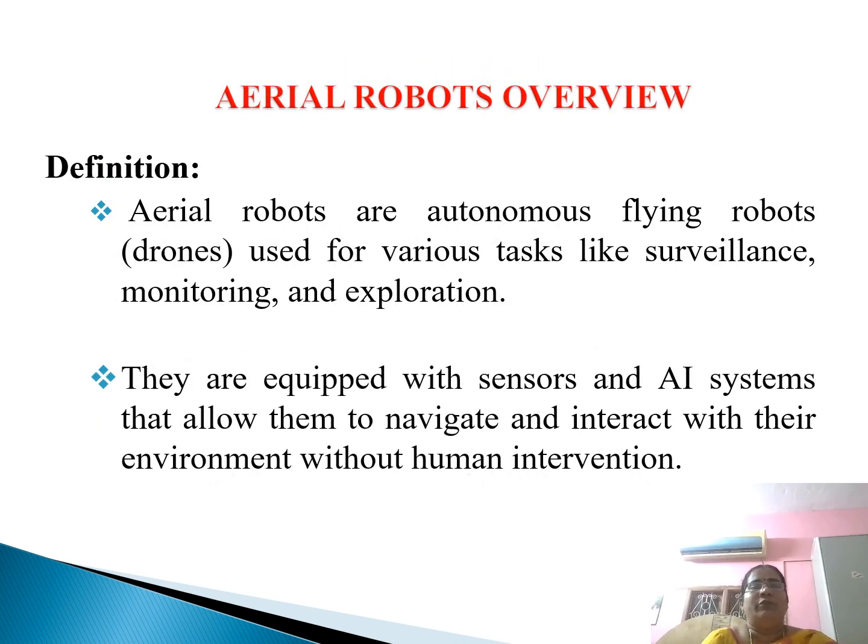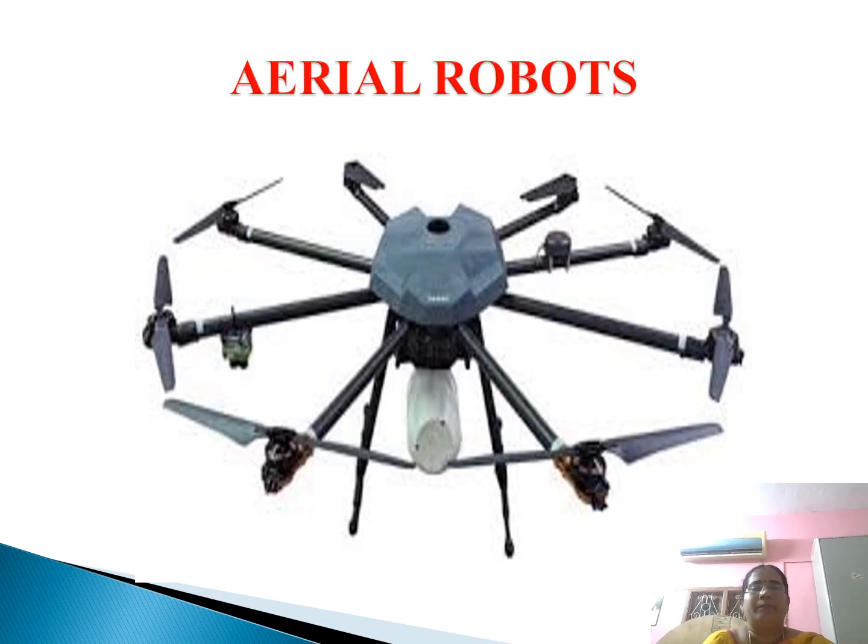Aerial robots overview. The definition of aerial robots: they are autonomous flying robots, that is, drones. They are used for various tasks like surveillance, monitoring, and exploration. They are equipped with sensors and AI systems that allow them to navigate and interact with their environment without human intervention. In this diagram, we see an aerial robots diagram.